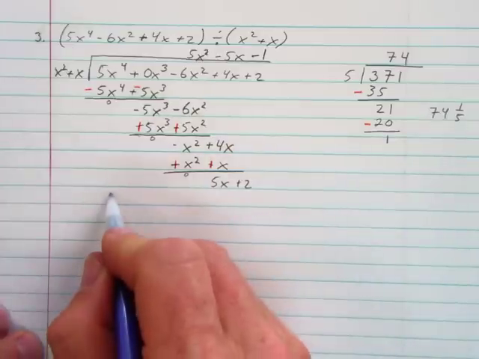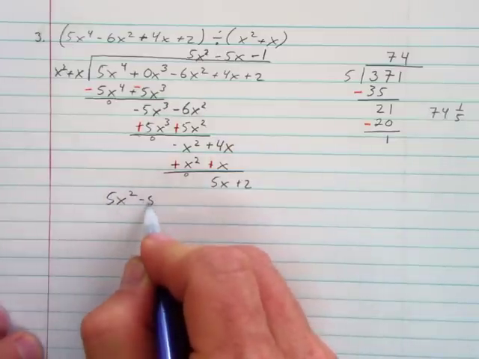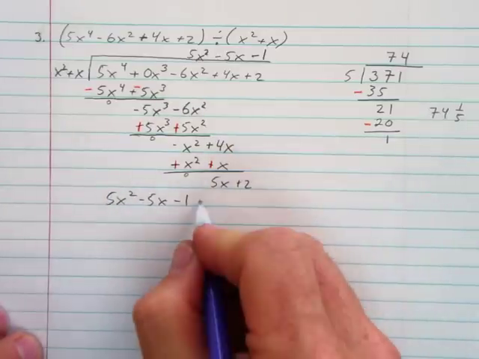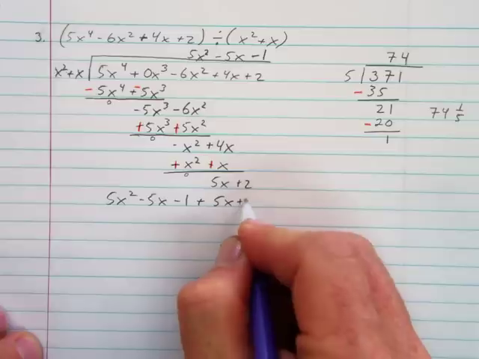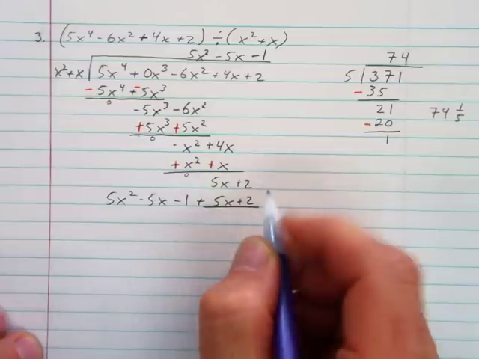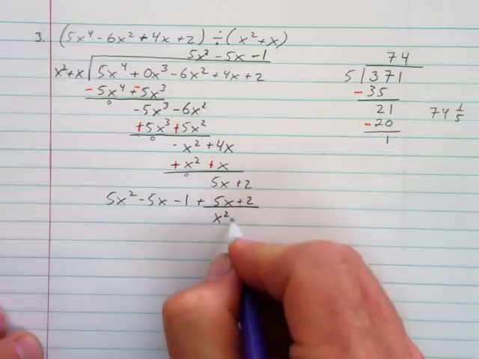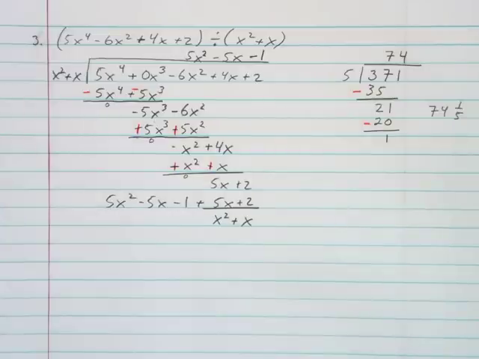So the answer to this problem would be 5x squared minus 5x minus 1 plus the quantity of 5x plus 2 over x squared plus x. And that is our long division for polynomials.